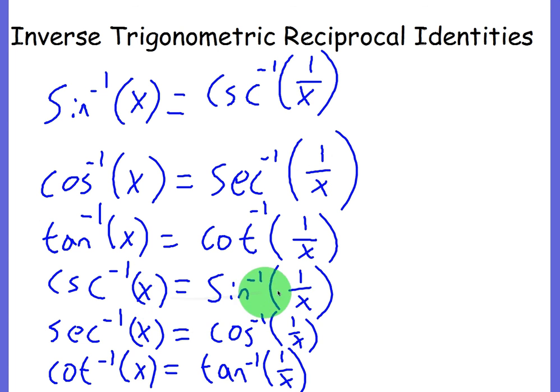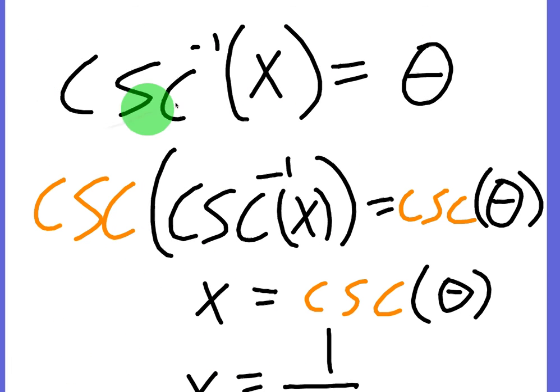Okay, let's look at a proof for this first one. The other 2 proofs are similar. Cosecant inverse of x. Why does that equal sine inverse of 1 over x? Let's start with this. Let's just say we want to figure out cosecant inverse of x. Say, like I said before, 2 radical 3 over 3. We don't know what the angle is.